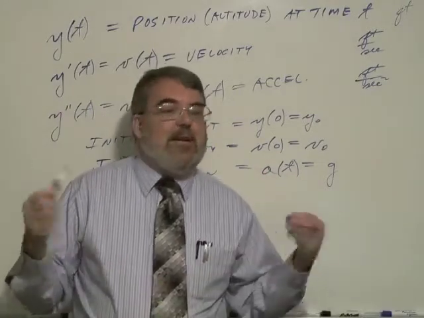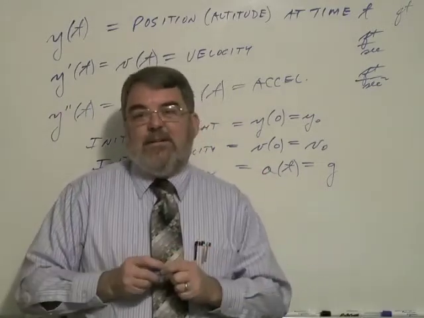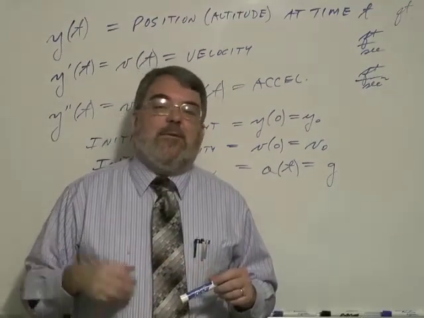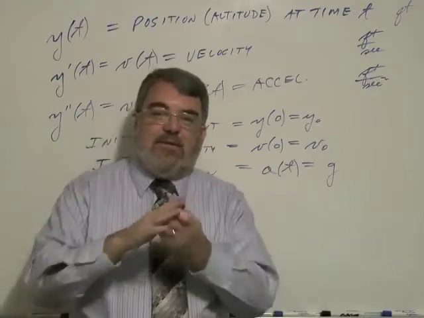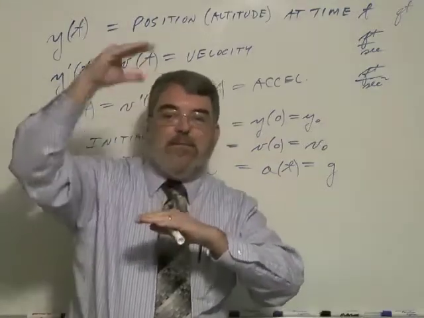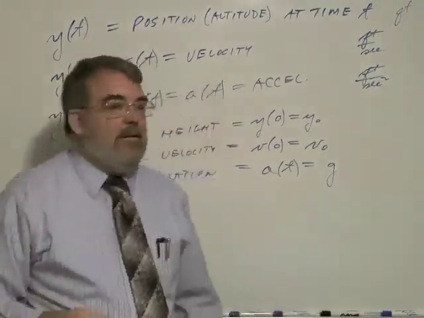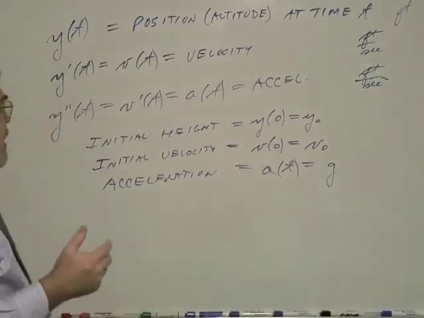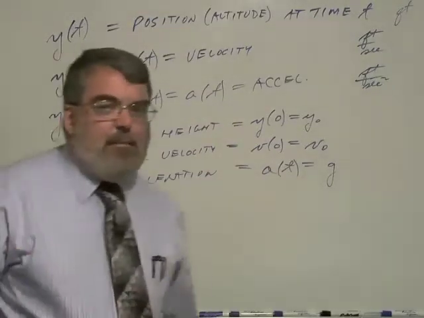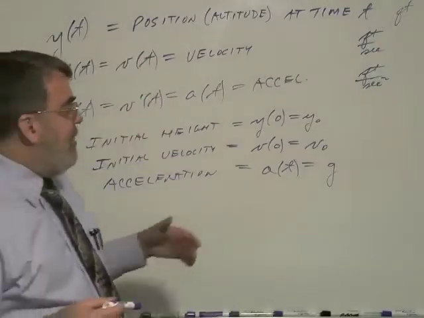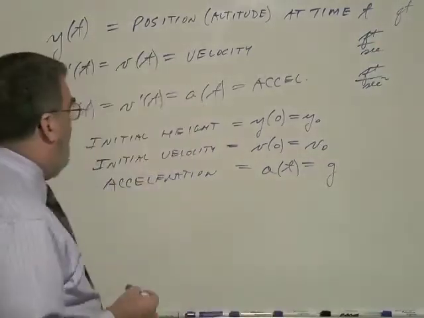Later on in the course, we'll look at the problem where we account for the differences in gravitational acceleration depending upon how far you are away from the center of gravity. And we'll solve that numerically. But for now, let's keep it real simple. Near the Earth's surface, for all practical purposes, the acceleration remains constant.